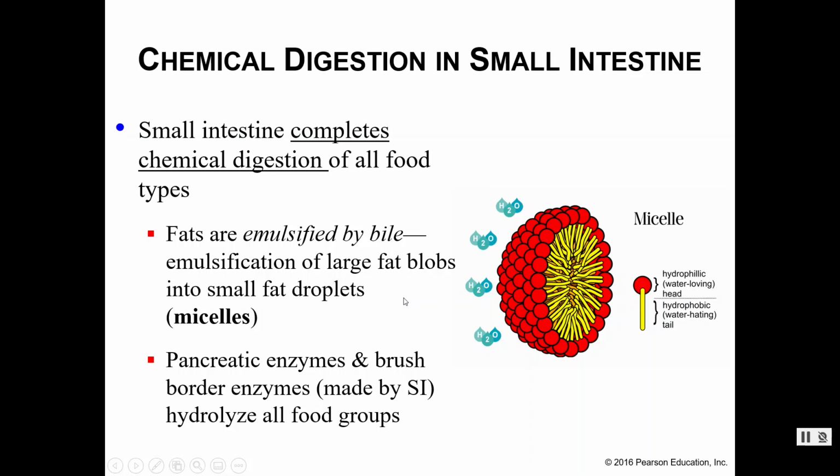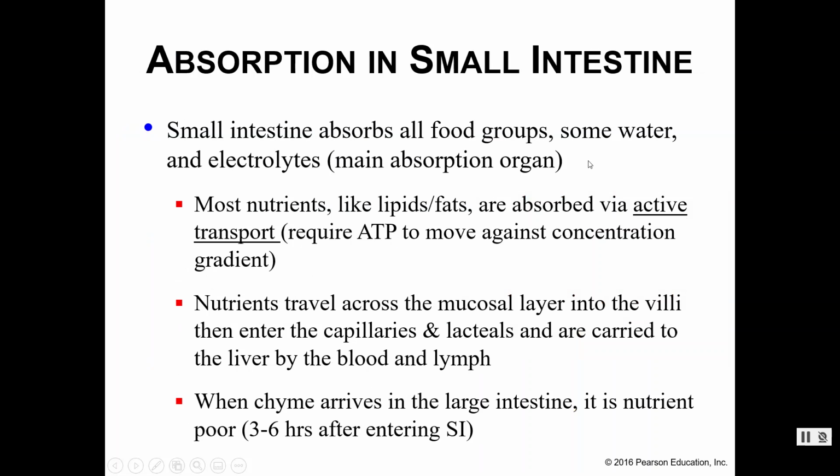Now we have pancreatic enzymes and we have brush border enzymes from the small intestine that are going to assist us with hydrolyzing all of the other food groups. So fat just kind of works a little bit different. Okay? In addition to the food groups that we eat, your small intestine also absorbs water and electrolytes.